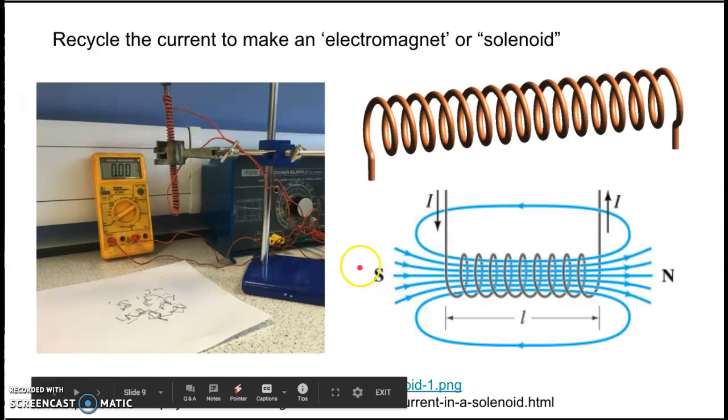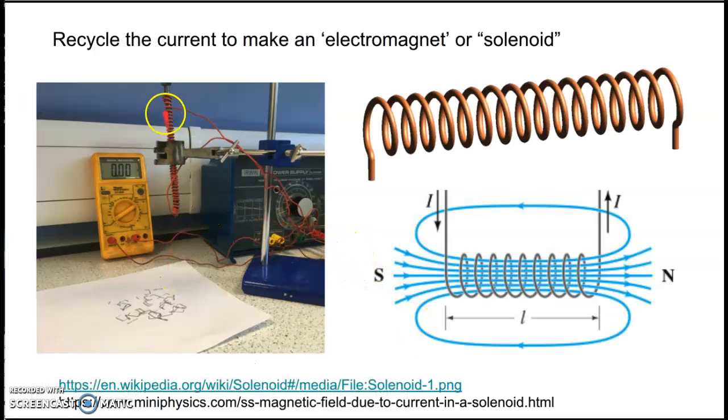You may remember in first year that you did an experiment with a big nail. You certainly did this in third year as well. And you wrapped lots of turns of wire around it, and it picked up metal things because you had made an electromagnet.